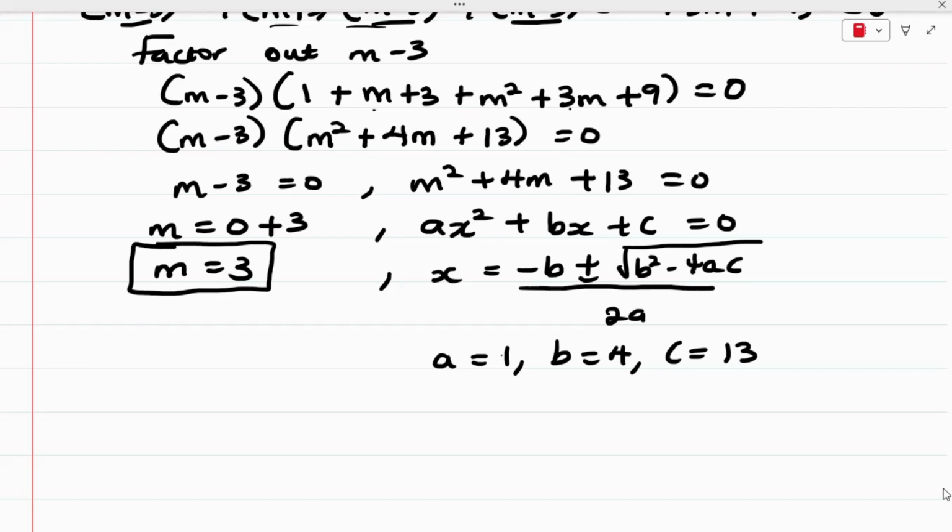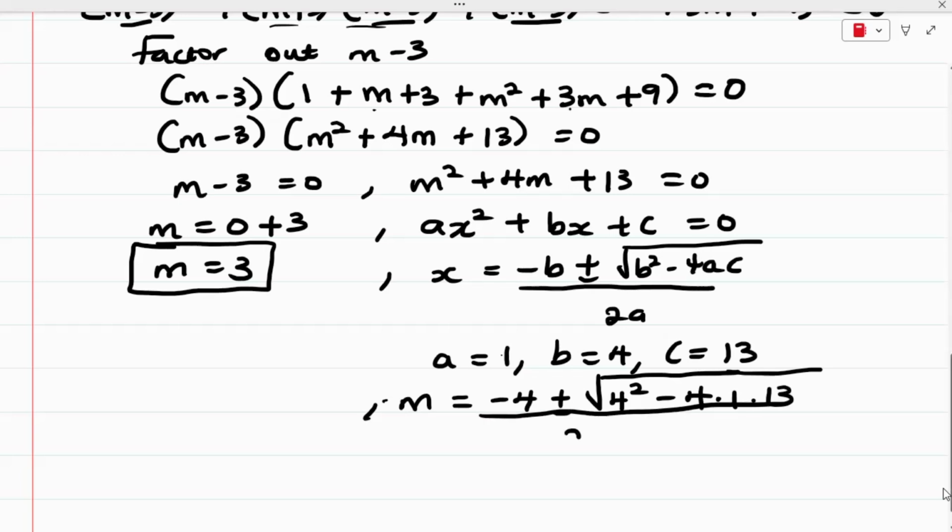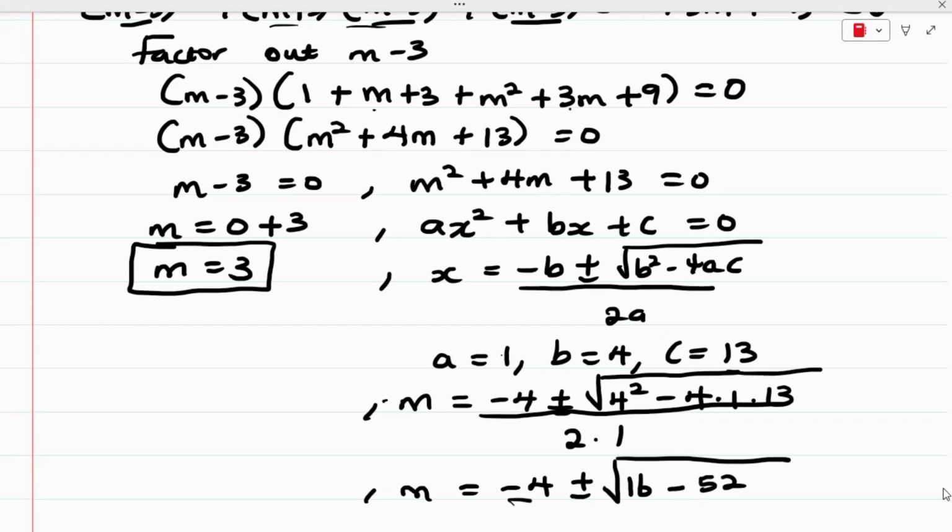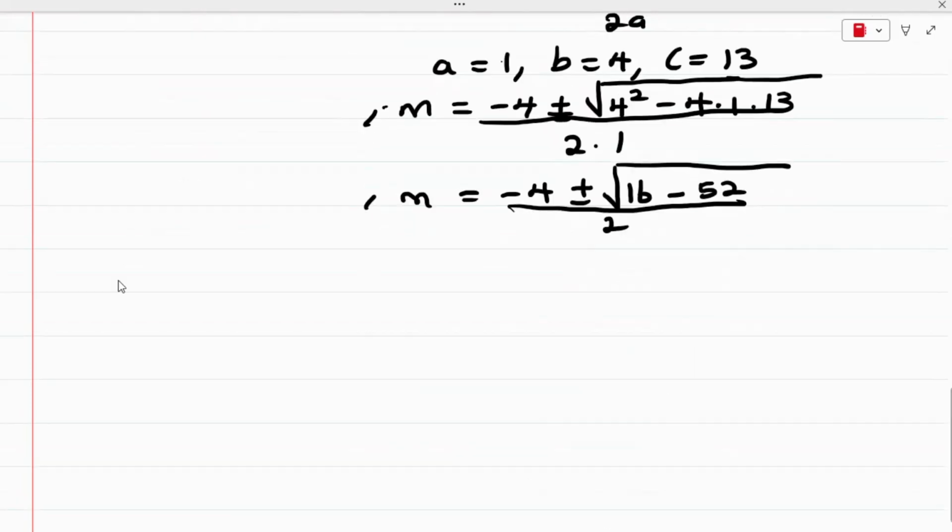So applying this, we have that m is equals to minus 4 plus minus the square root of b square, which is 4 square, minus 4 multiply a, which is 1, multiply c, which is 13, divide 2 multiply a, which is 1. So we have that m is equals to minus 4 plus minus the square root of 4 square is 16 minus 4 multiply 1 multiply 13 is going to give us 52. Divide 2 multiply 1 is 2. So we have that m is equals to minus 4 plus minus the square root of 16 minus 52 is going to give us minus 36.